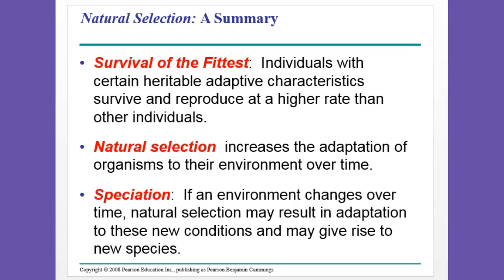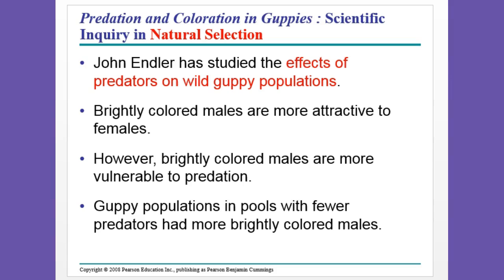Same thing with how the organism adapts to better suit its environment. If the environment changes, the adaptations change to suit the new conditions. Predation and coloration in guppies. This scientific inquiry is on page 460 if you want to look at the inquiry here.